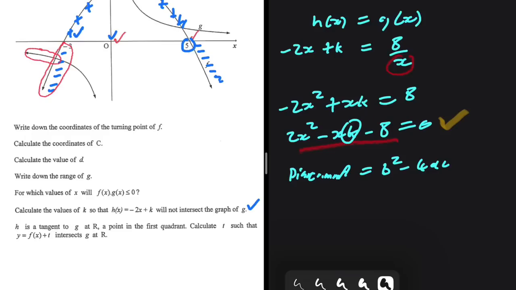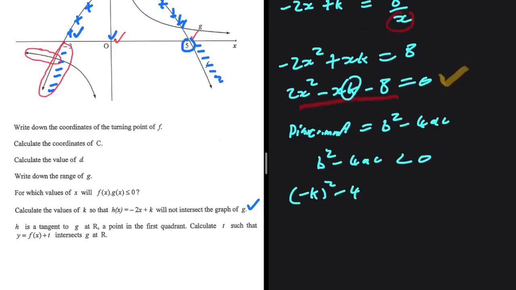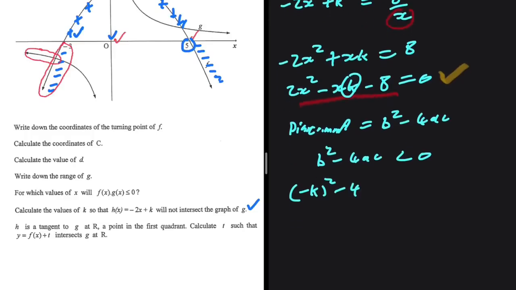But anyway, the discriminant is equal to b squared minus 4ac. We're interested in the case where b squared minus 4ac will be less than 0. Well, in our case, b is minus k, right? The coefficient of x. So we have minus k squared minus 4ac. C is A, not C. A is 2 and C is minus 8, less than 0.